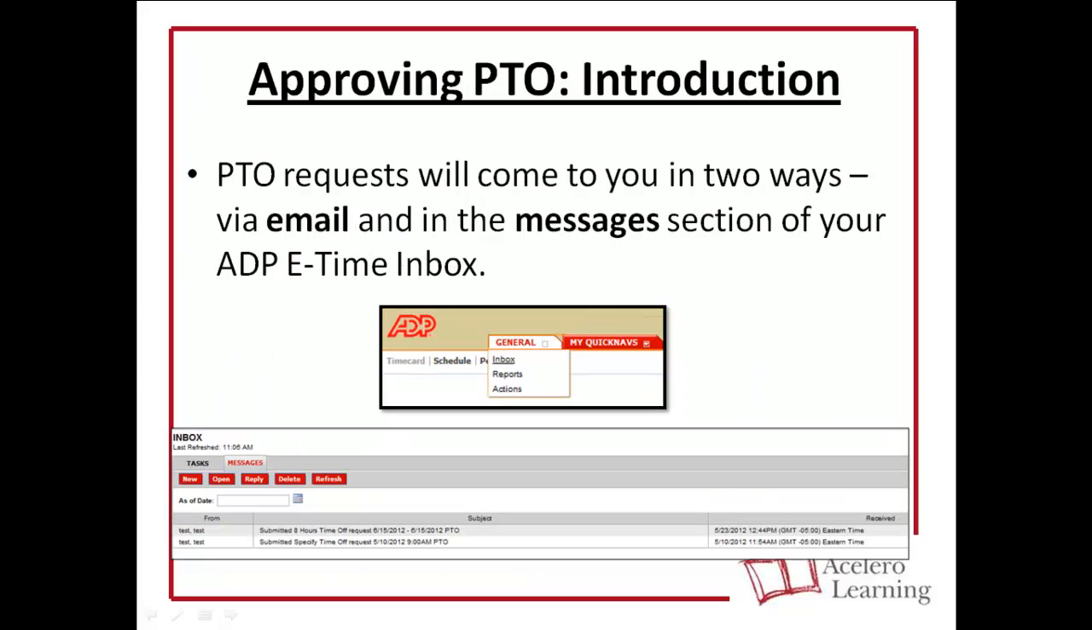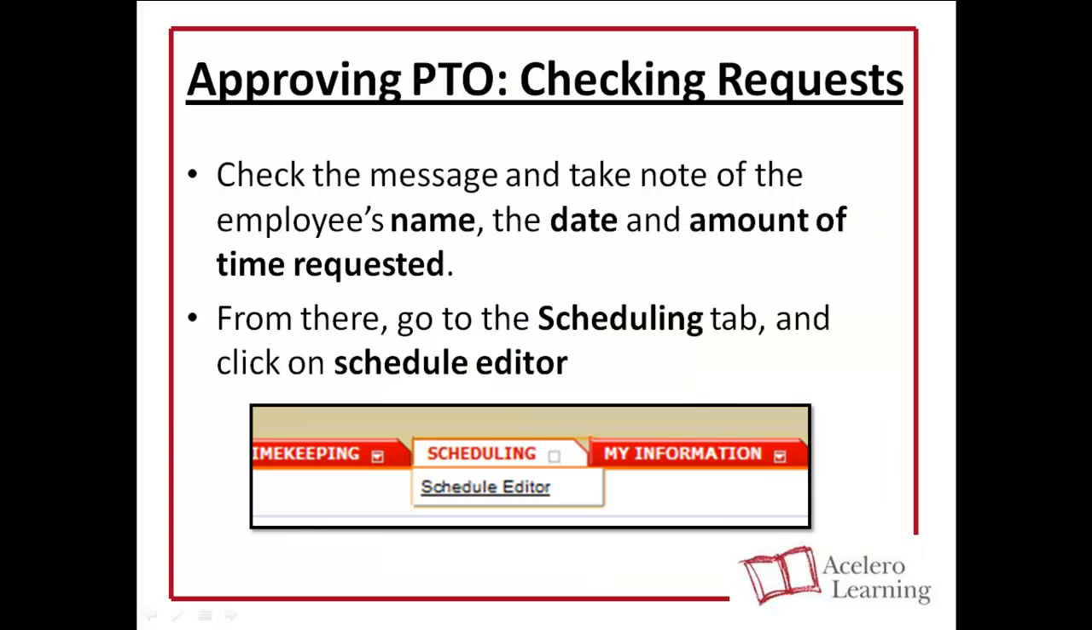The second part of this webinar will be talking about approving PTO for employees. PTO requests should come to you in two ways. They should come to you via email, and they will be in the messages section of your eTime inbox. Once you have the message that an employee has requested time off, take note of three things. You should take note of the employee's name, the date of the request, and the amount of time requested.